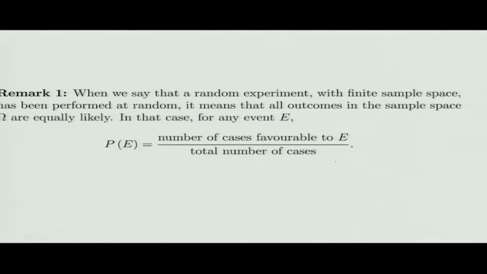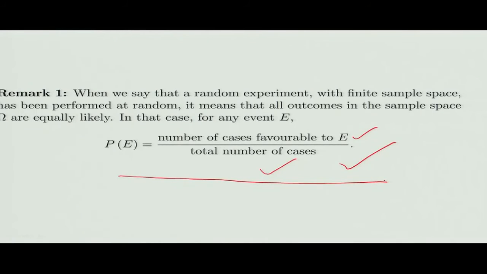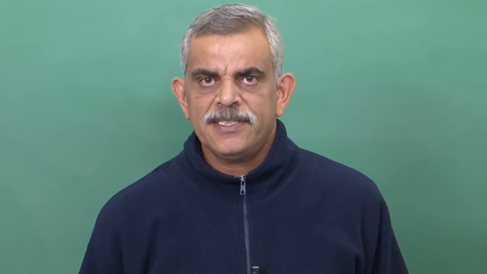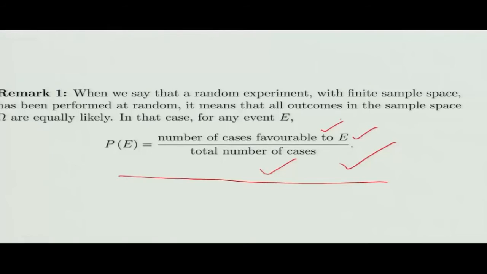Now we have seen that if that is the kind of probability model, an equally likely probability model, then P of E is the number of cases favorable to E divided by the total number of cases. So wherever you have an equally likely probability model, you have this expression for the probability. Or whenever you use the terminology that your experiment has been performed at random, then the probability of any event E is the same as the number of cases favorable to E divided by the total number of cases.